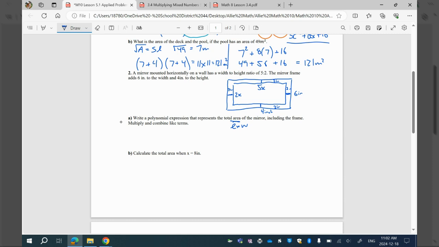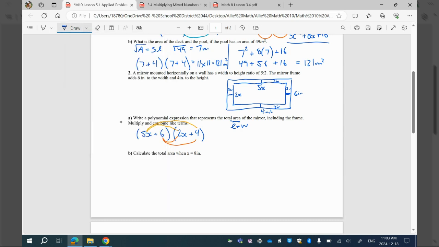So here we go. We have on one side our 5x, our width, plus the 6 inches. And on our height, we have the 2x plus the 4 inches. And then we need to multiply and combine like terms. So let's do our first and our outside. And then let's do our inside terms and our last terms.